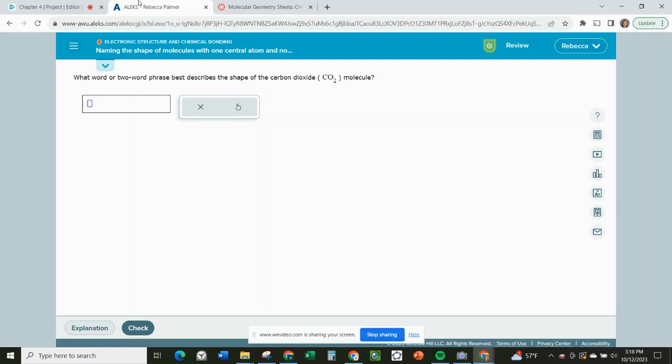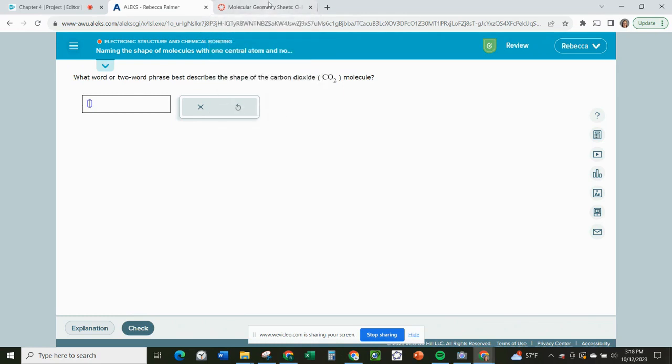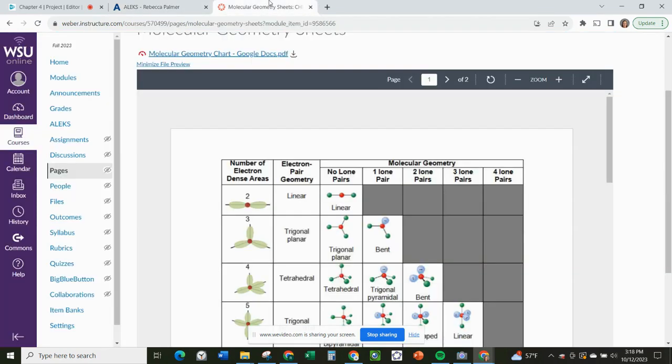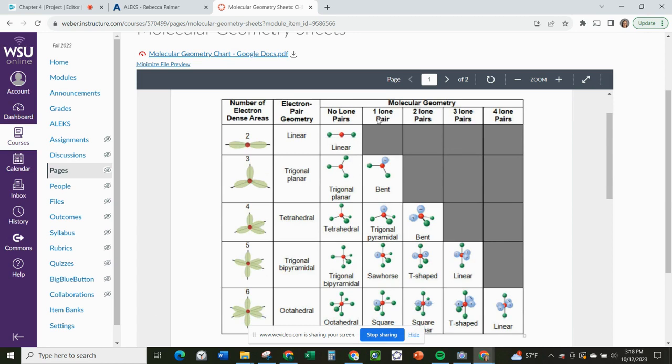Okay, this topic is asking about the shape of the molecule. So when we're looking at this question, when it says word or two-word phrase, we have to use this diagram. We have to spell it correctly. And we're looking at molecular geometry. So if it has a lone pair, we need to take that into account.